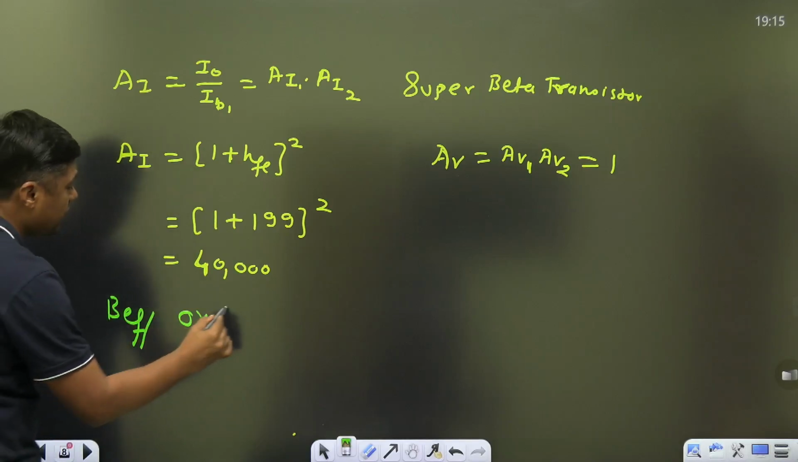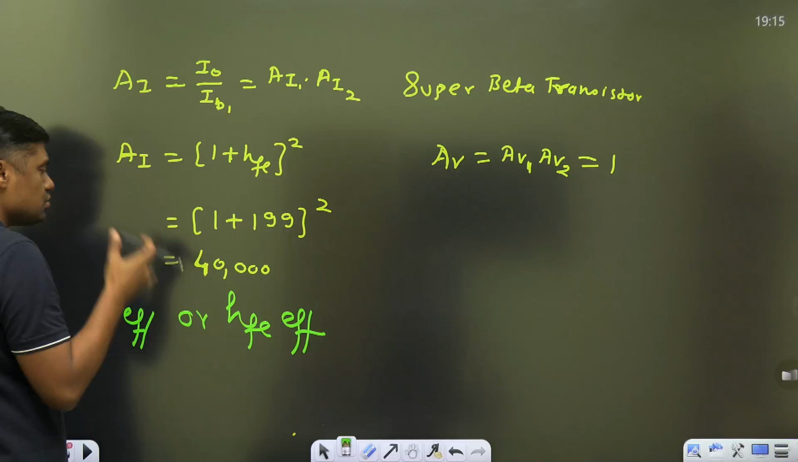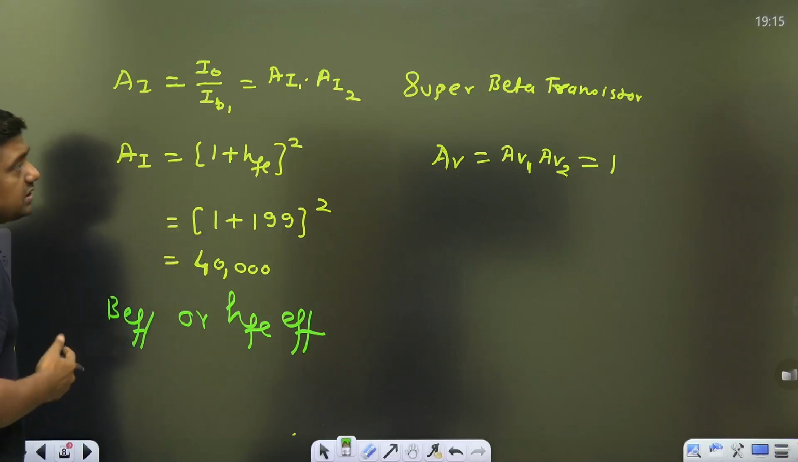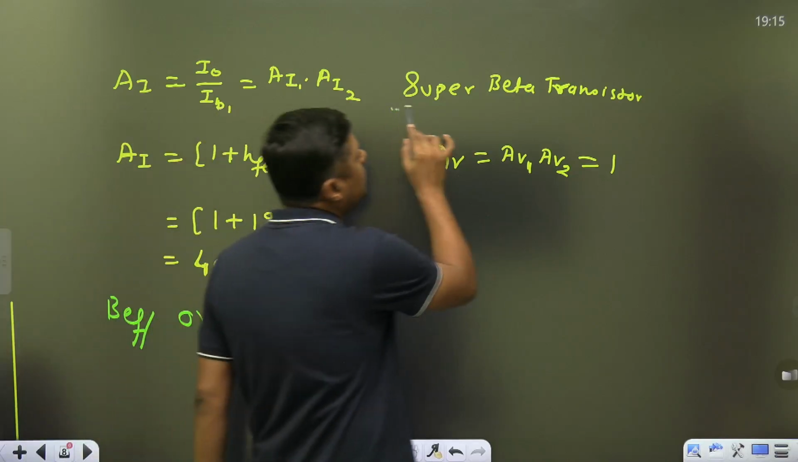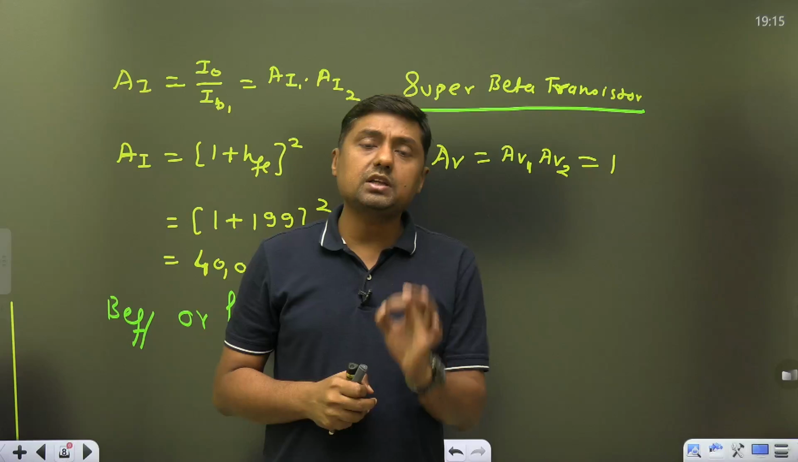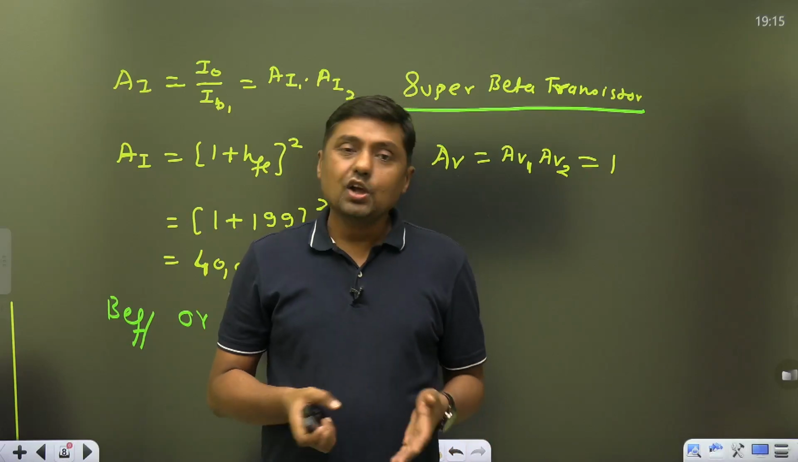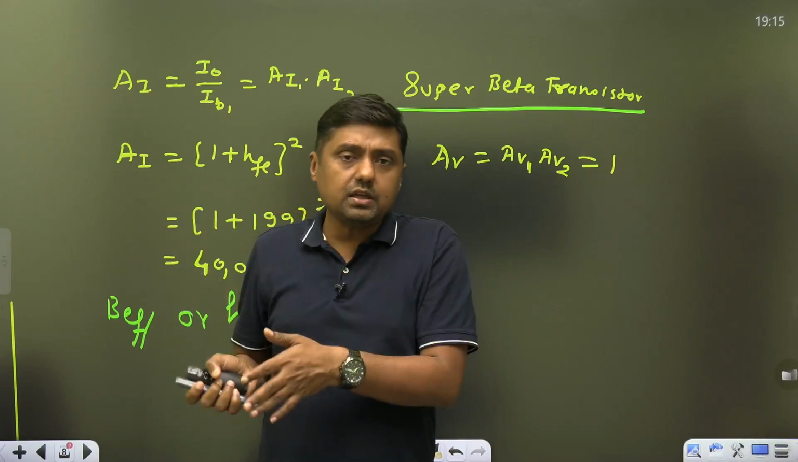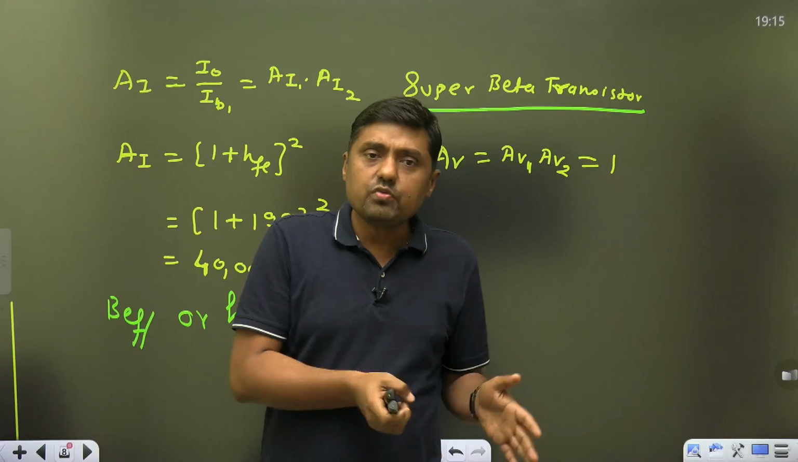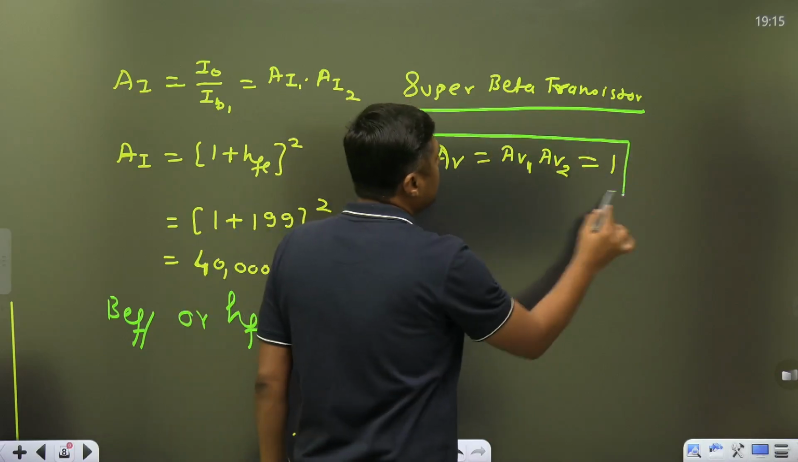So for this, the current gain is very high, and that's why it is called what? Super beta transistor. What is the name of this? Super beta transistor, because the current gain is very high. So input resistance is very high, current gain is very high, and what about the voltage gain? It is 1. Voltage gain is 1.